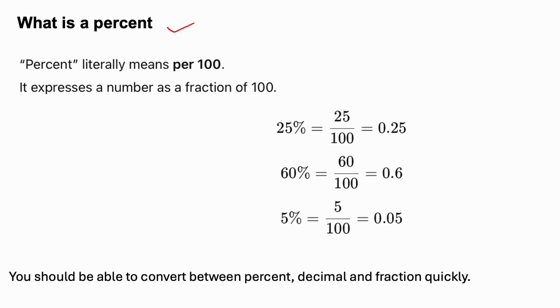What is a percent? The word percent literally means per 100. So 25% means 25 out of 100, which is also equal to 0.25 as a decimal. Similarly, 60% means 60 out of 100, and in the decimal system it is 0.6, and 5% means 5 over 100. You should be able to switch between percent, decimal and fractions very easily, and actually it is a key skill in tests and real life math. So you should be able to do it quite fast.